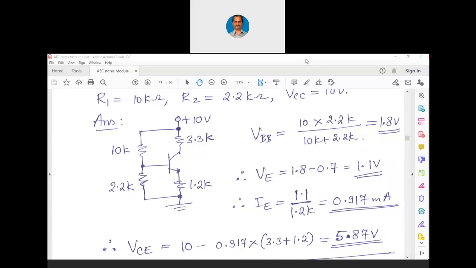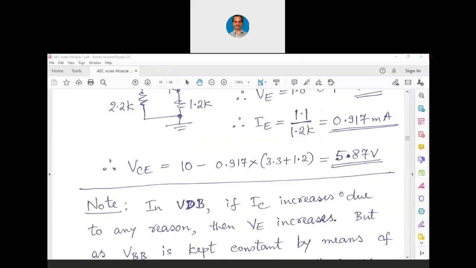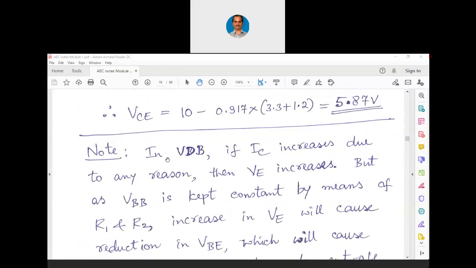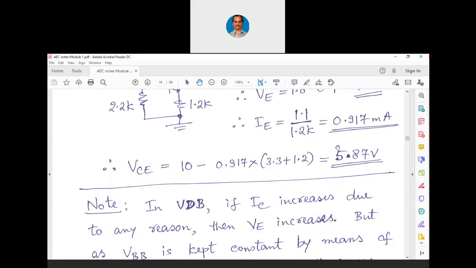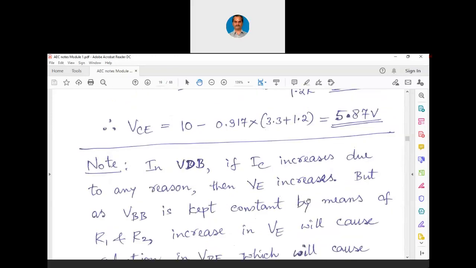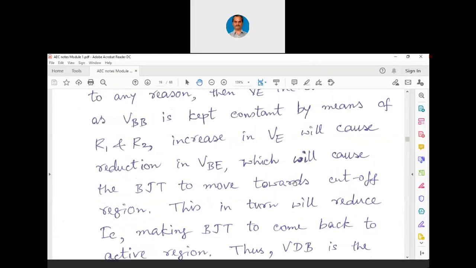Yeah. VC equals around 5.6. No, accurately it is 5.87 volts. Okay. So this is the answer. There is a small note I have put here. In the voltage divider bias, VC is 5.79. Maybe slightly calculator to calculator there will be slight differences there. According to my calculation, it is around 5.87 volts. Anyway, good that students are attempting the exercise. Let me tell the small note, and with this note, let me conclude today's class.